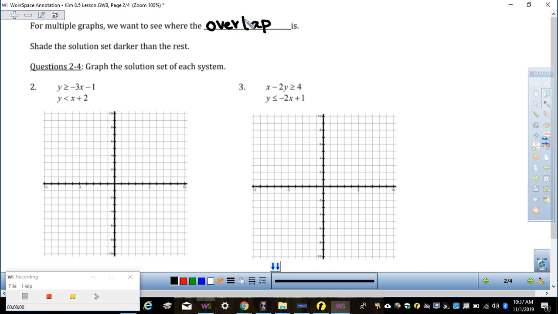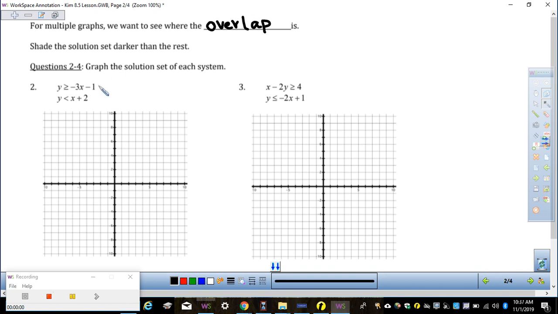I need you to make sure that what you want to be the solution set is darker than all of the rest. Sometimes students will use multiple colors, sometimes they'll draw lines, and wherever it's crisscrossed and makes a plaid pattern, that's where the solution is. As long as I can tell, I'm happy.